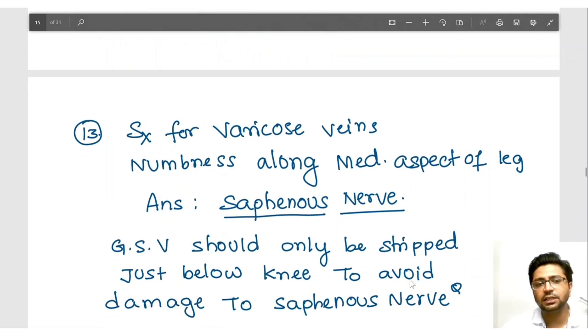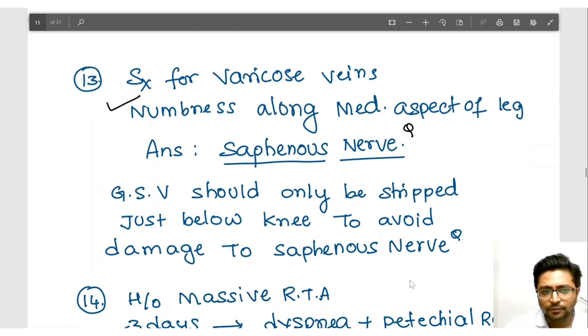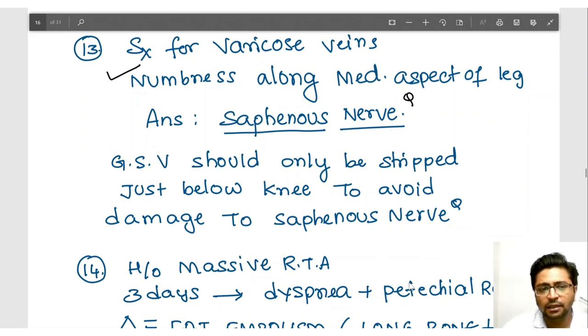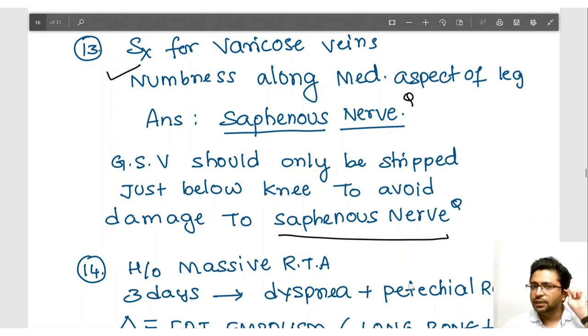The next question which was asked is, a patient has undergone surgery for varicose veins and he complains of numbness along the medial aspect of the leg. What is the nerve involved? So it is the saphenous nerve. Many times this question has been asked. There is one line in Bailey: the great saphenous vein should only be stripped just below the knee to avoid damage to the saphenous nerve. Remember this aspect, when you are doing the stripping, it should be done just below the knee so as to avoid saphenous nerve injury.